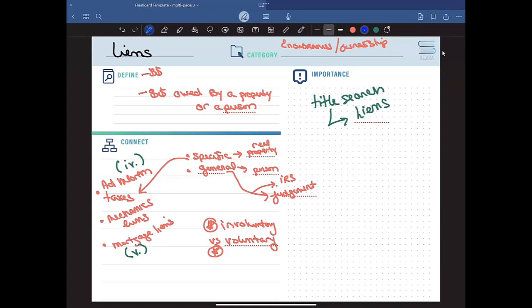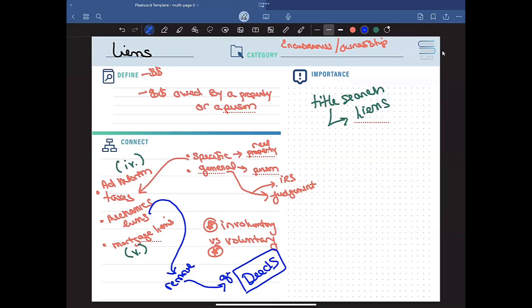Oh, I know what it was. Deeds. Did you know this connects to deeds? Because if there's a mechanics lien, you remove it using a quitclaim deed. That's right. See, it all ties together.